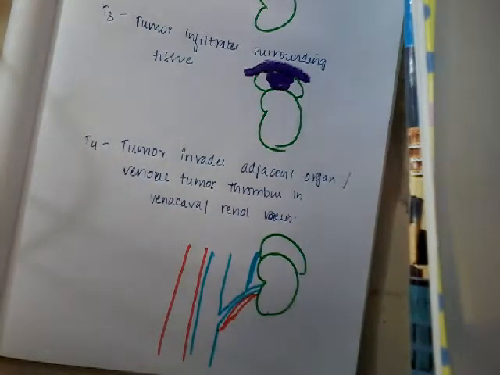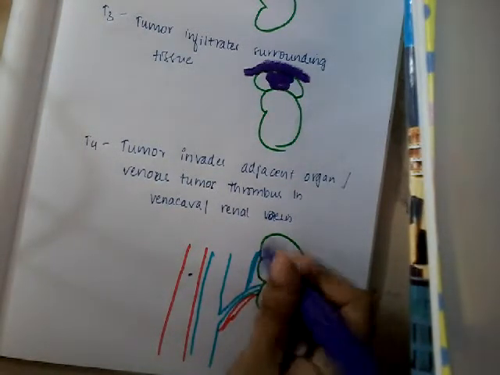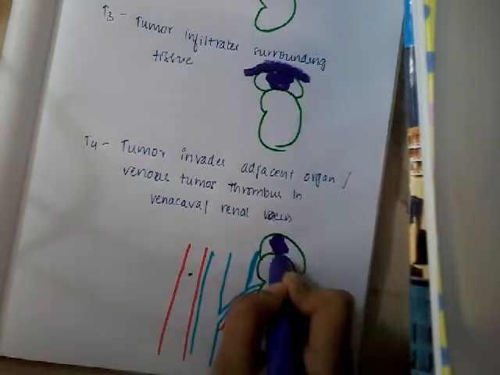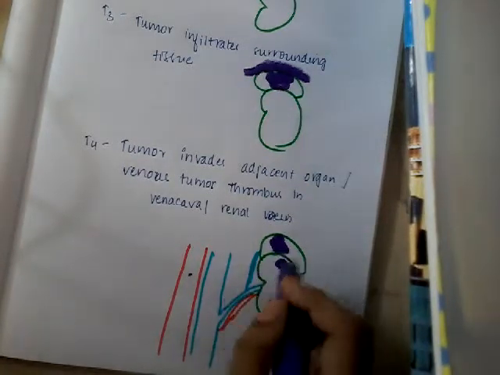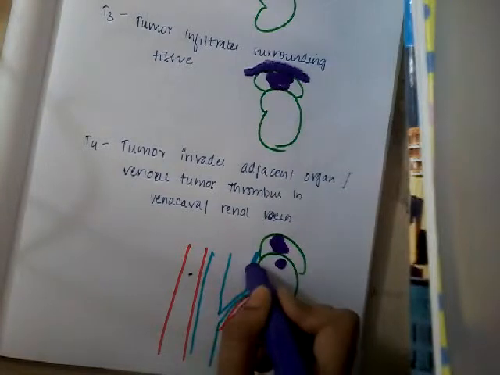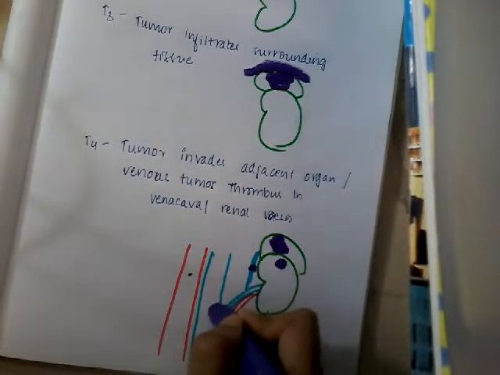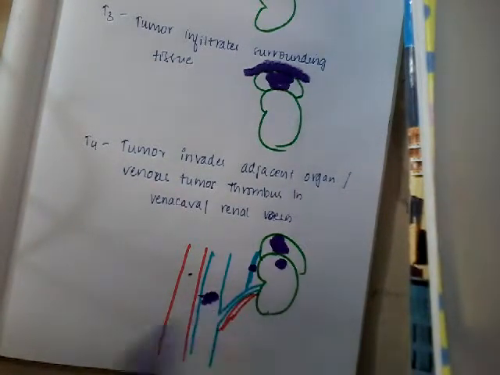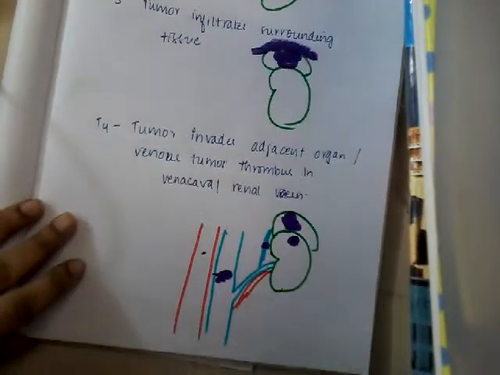Now there is a tumor, and this tumor may invade the adjacent organ, that may be the kidney, or it can cause a thrombus in the renal vein or the inferior vena cava. So that is T4 of TNM classification. Then we know N0, no lymph nodes, N1, positive lymph nodes, M0, no metastasis, M1, positive metastasis.